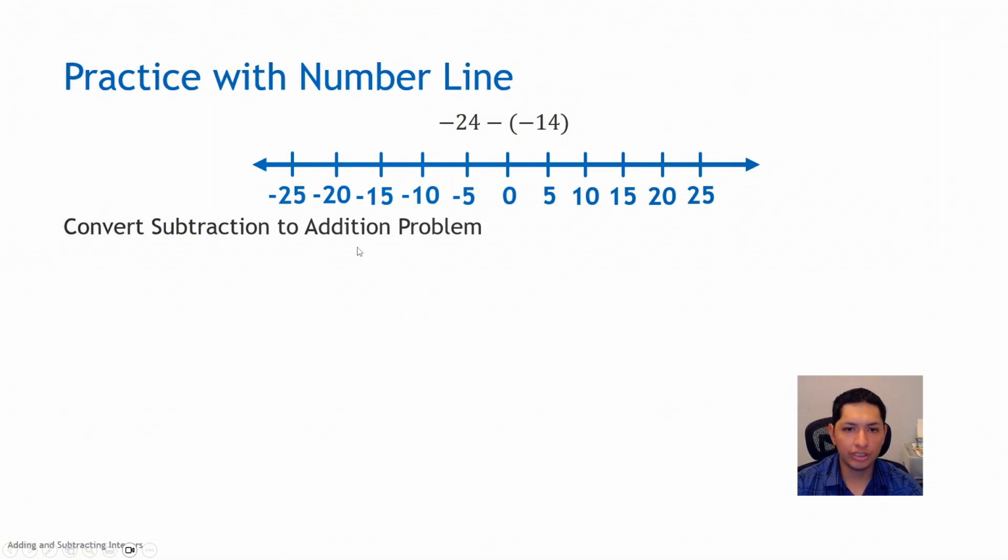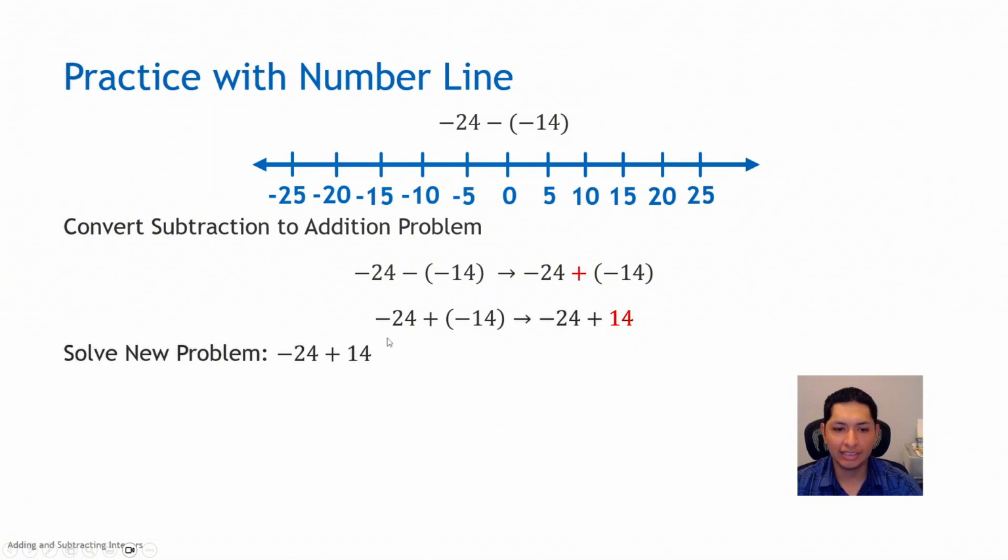So the first thing I'm going to do is convert the subtraction sign into an addition sign. So -24 minus -14 becomes -24 plus -14. Don't forget the second step, which is to flip the sign or get the opposite sign for the second number. The second number is -14, so that must become +14. And when I convert that, the problem becomes -24 plus 14. So now I am going to solve this new problem as an addition problem. Because again, -24 minus -14, as we have seen with this conversion, is the same thing as solving -24 plus 14.